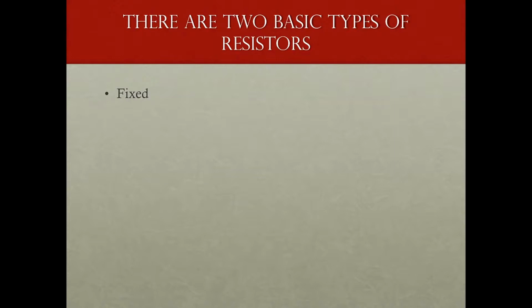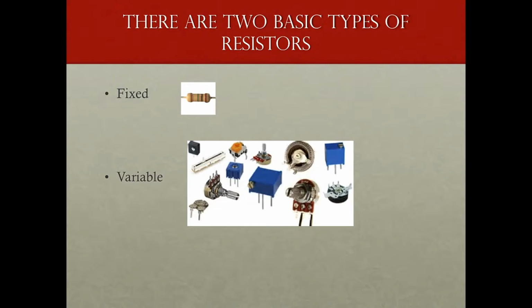There's fixed, and then there's variable. Now the fixed are the typical ones. You've probably all seen them in electronics. Those are the carbon ones that are color banded to give you the values on them. And then there's the variable ones like potentiometers and rheostats.